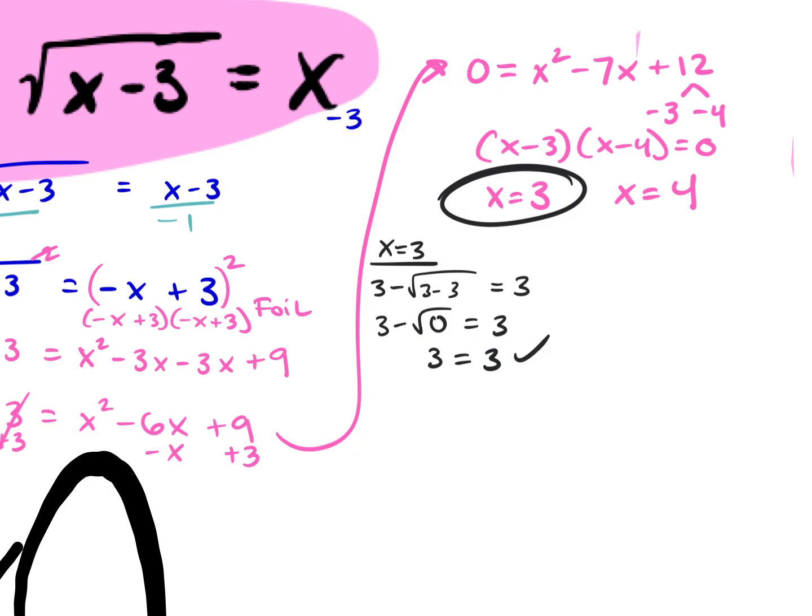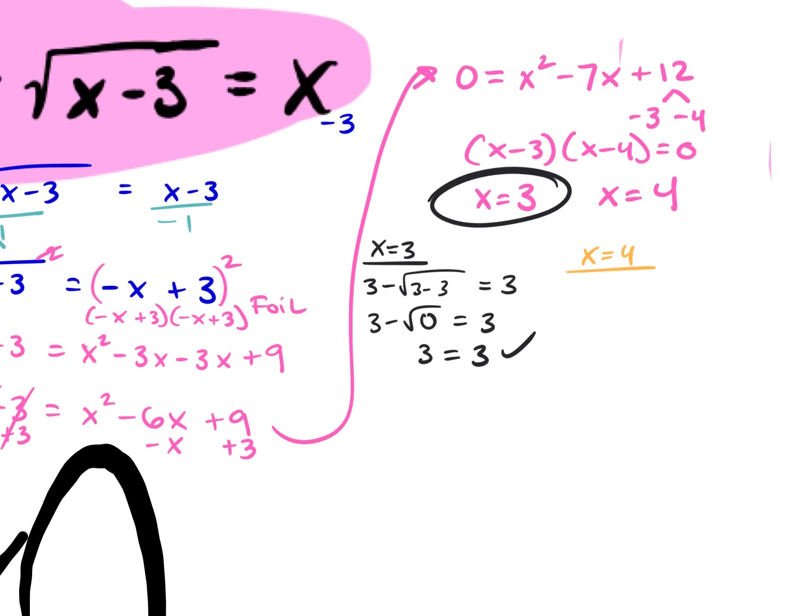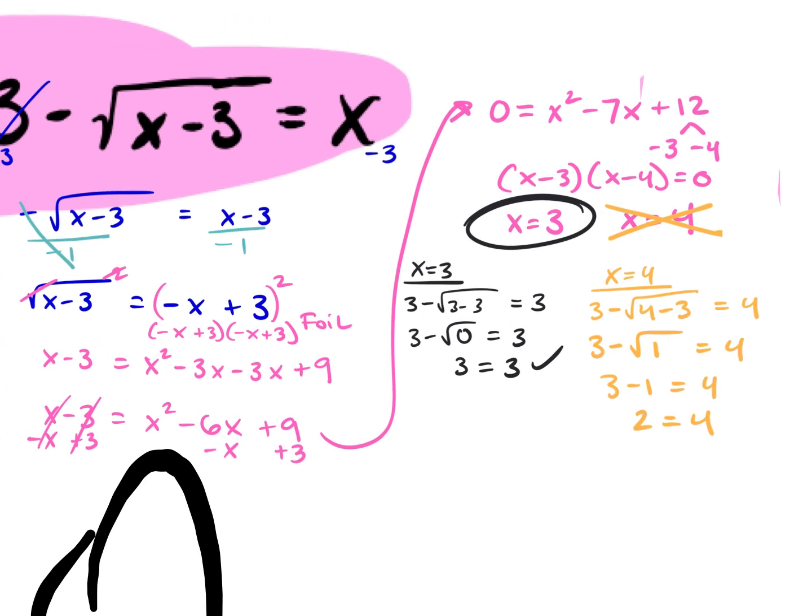Next, let's check 4. So we're going to plug 4 in. So we have 3 minus the square root of 4 minus 3 equals 4. So 3 minus, 4 minus 3 is what? 1. So the square root of 1. What's the square root of 1? So 3 minus 1 is what? 2. Does 2 equal 4? No. So is 4 a solution? No, doesn't work. So you have to check your answers when you get 2 solutions.